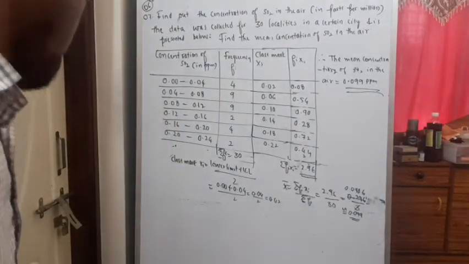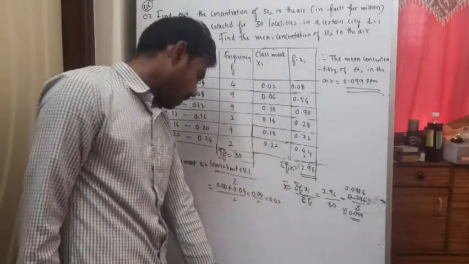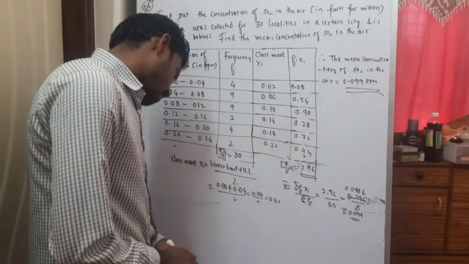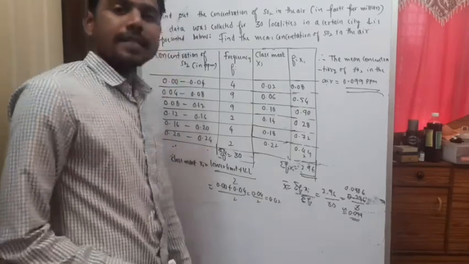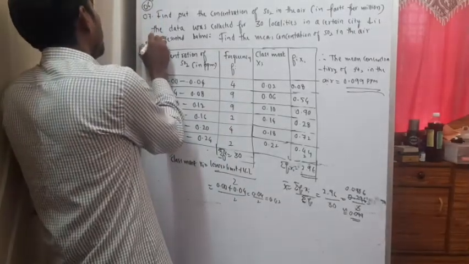Next, the 8th and 9th questions. They are very simple, and even there the class interval is continuous. So 9 and 10 will be your homework.